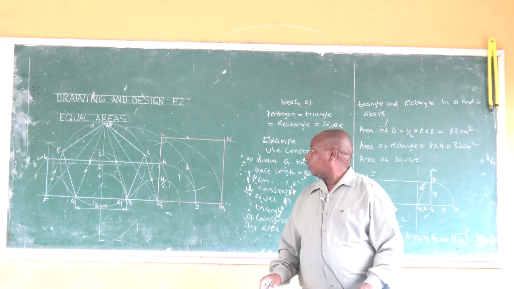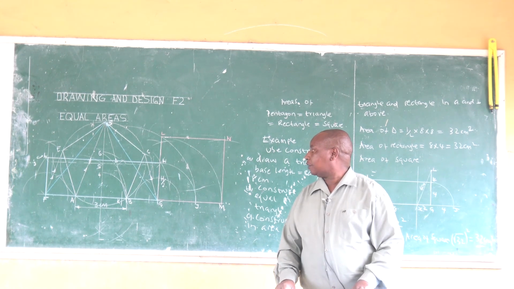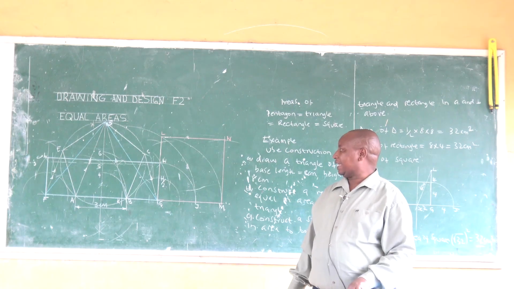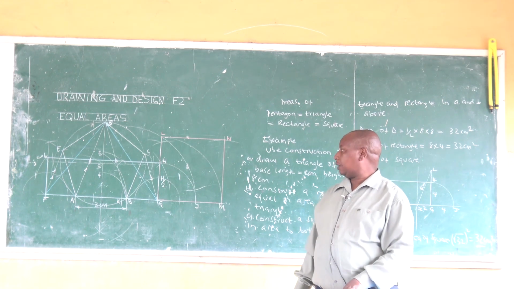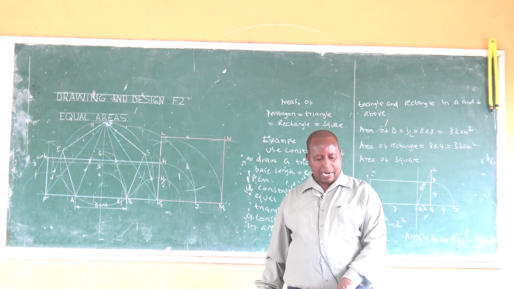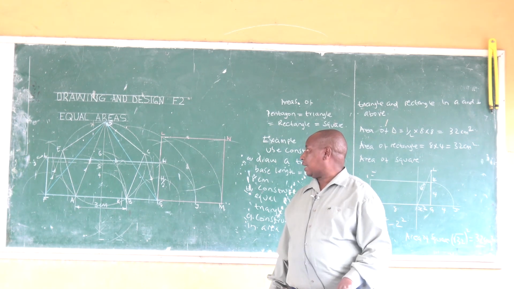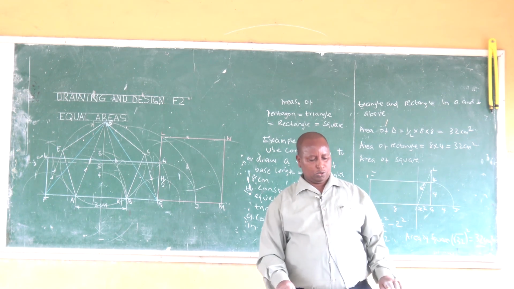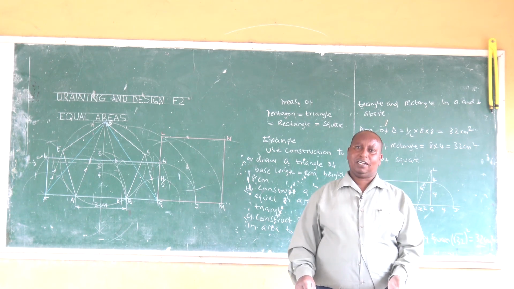For the assignment, I want you learners to draw the pentagon, start from a pentagon of side 3.5 centimeters and go all the way to the square by construction, and prove that the same is also true by calculation. Thank you.